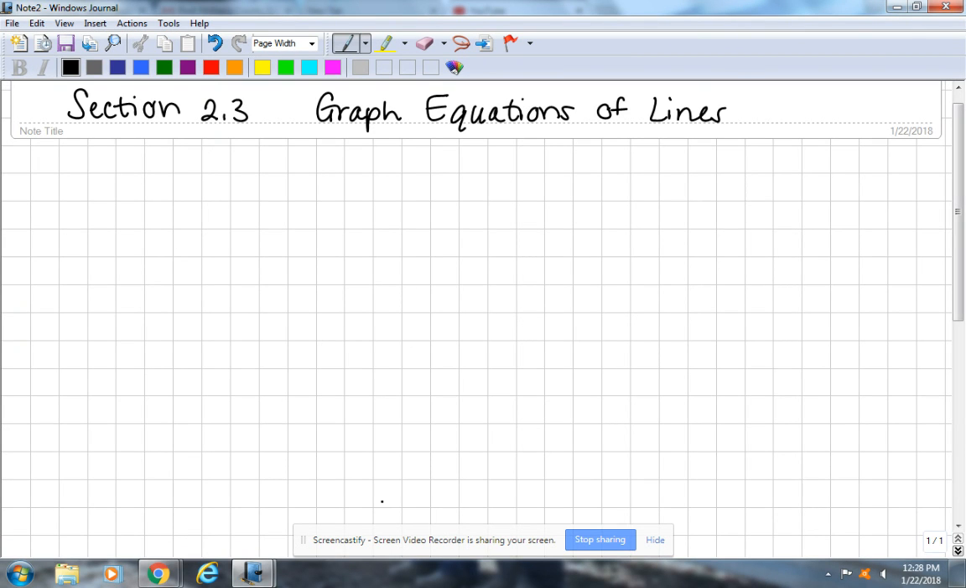Okay, so in section 2.3, we're going to talk about graphing equations of lines. And the main way we're going to do this today is by using slope-intercept form. So if you remember, slope-intercept form is the form of the equation of linear equations y equals mx plus b, where m represents your slope and b represents your y-intercept. So we're going to use this form of an equation of a line to help us graph today.